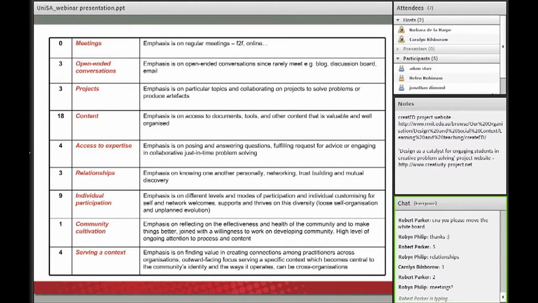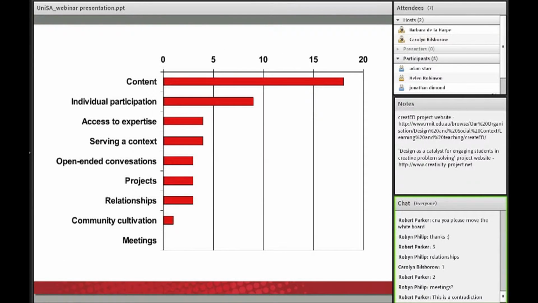As Thembi said, that is the number of staff against the orientations. Showing again 18 high on content, 0 for meetings, and explaining what those areas are a bit more. The ones that are high are individual participation and content, and then it drops really quickly down to 4 people saying serving a context, access to expertise, and then again, relationships, open-ended conversations, and community cultivation. Sorry, Carolyn, 1 person. And again, just graphically, you can see the quick drop-off across those categories.